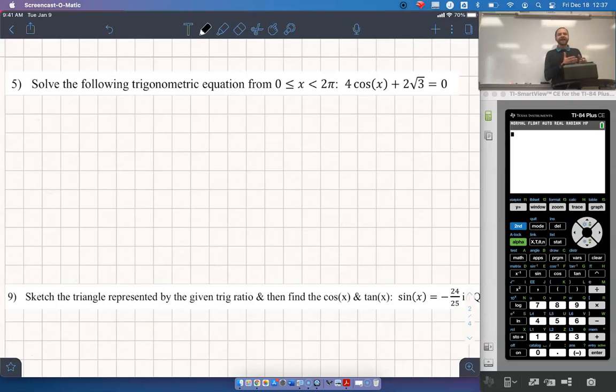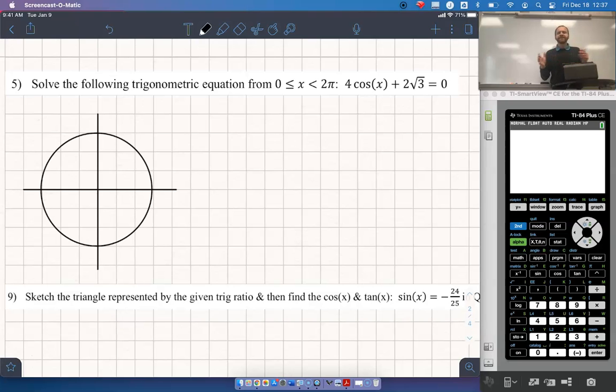And if I'm looking at x, x represents an angle. And I want to find that angle from 0 to 2 pi, which means I'm probably dealing with the unit circle here. And so I'm going to sketch my unit circle off to the side, and I'm going to focus on that. And my job is to find the angle, or angles, plural, that fit the ratio I'm going to find in my equation. So I'm told 4 cosine of x plus 2 radical 3 equals 0. So my job is to find x.